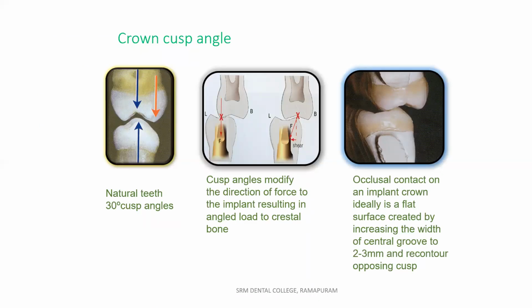Natural teeth usually have a 30-degree cuspal angulation. Cuspal angles will modify the direction of force to the implant, resulting in angled load to the crestal bone. So for an implant crown, the ideal is to create a flat surface by increasing the width of the central groove to 2 to 3 mm and recontouring the opposing cusp also.